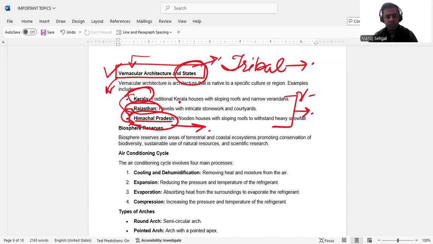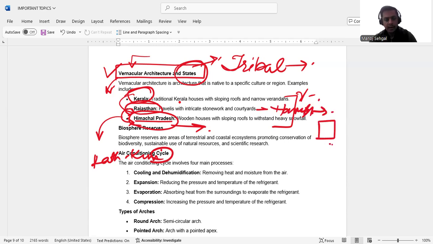Supposedly, for the case of Himachal Pradesh or the areas in the Himalayan region in northern India, the important example of Kathkuni style is there. And in Rajasthan, we have Havelis that are built on the concepts of courtyard planning. And in Kerala, the idea of sloping roofs and narrow verandas has been used. So it is very important to know what the various architectural elements are and what the various vernacular styles attached to the various states are.